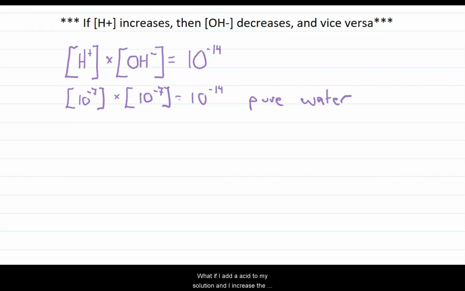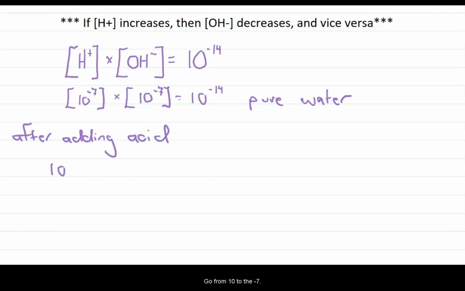Now, what if I add an acid to my solution and I increase the amount of my hydrogen ions? Let's say instead of having 10 to the negative 7 hydrogen ions in my solution, after adding my acid, I go from 10 to the minus 7 molar H plus to 10 to the minus 4 molar H plus. So I've increased it, right?